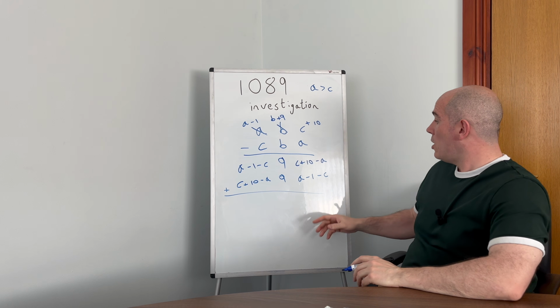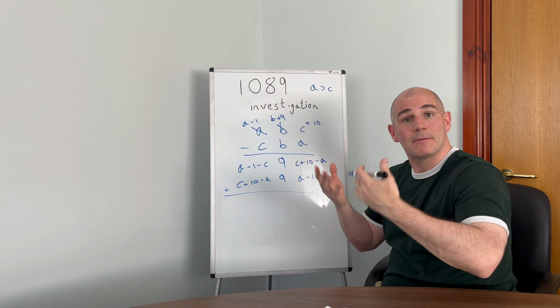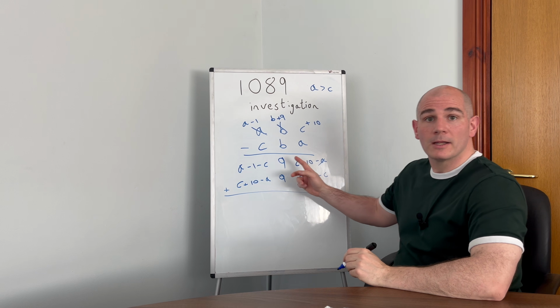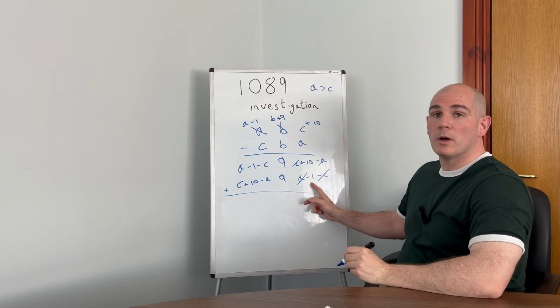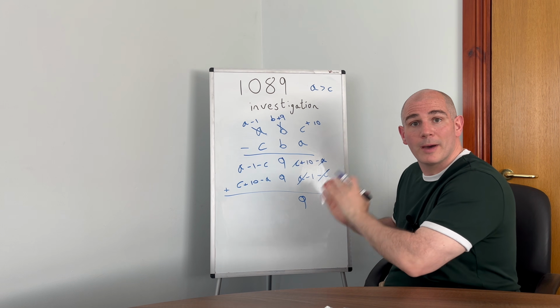So here we have minus A. We're adding A. Well, if you've got minus A and you add A, that becomes 0. So they cancel out. We've then got minus C plus C. Well, if you've got minus C plus C, they cancel out. And then minus 1 plus 10. Well, minus 1 plus 10 is equal to 9. So that's 9. So we'd have a 9 in that column no matter what.